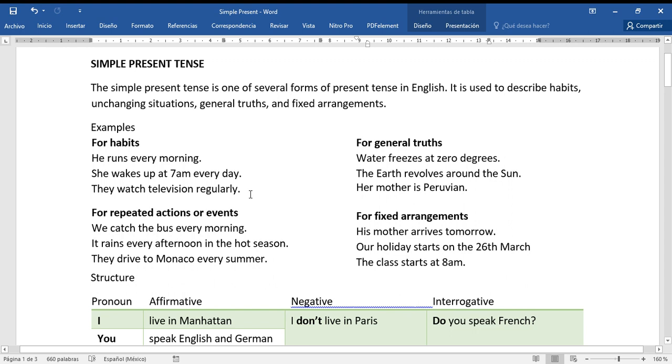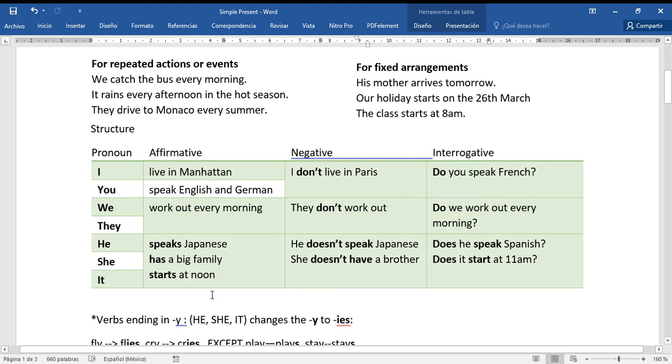Now let's pay attention to the structure or the form. Remember that in English it's very important to say who is doing the action. Remember, we have seven subjects: I, you, we, they, he, she, and it. We are going to divide these subjects into forms. Let's start with I, you, we, and they.